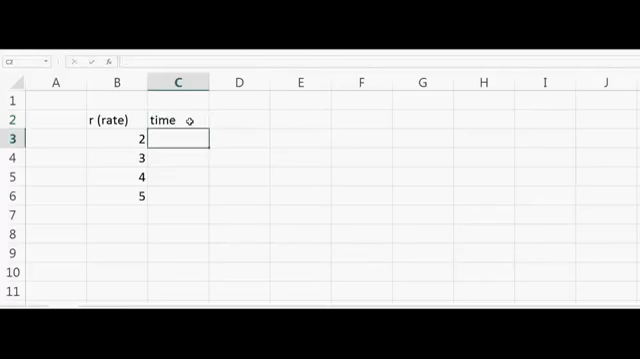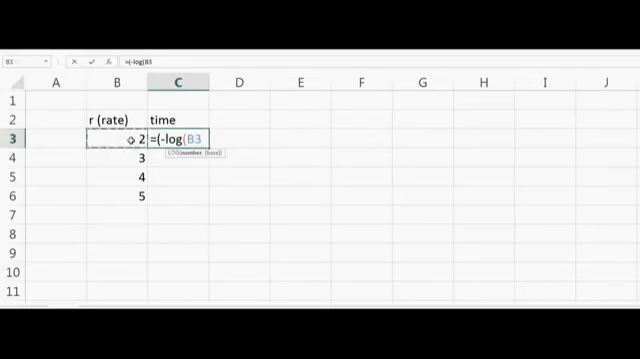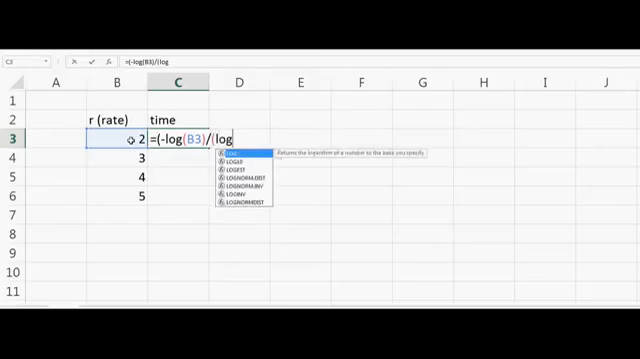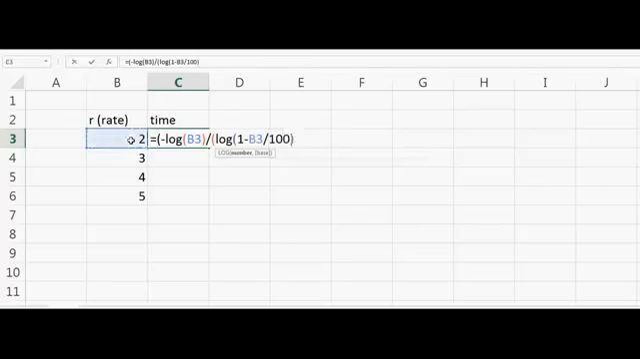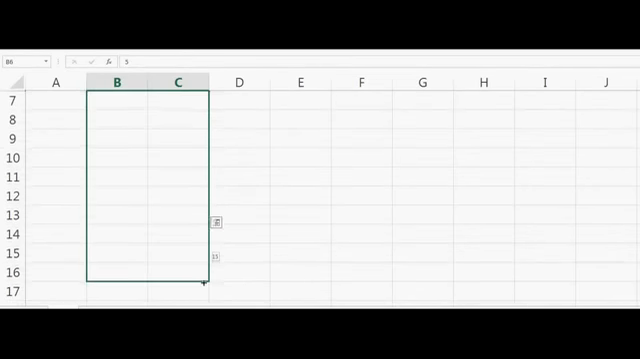So the time for your money to become half will be equal to minus log of 2 divided by log of 1 minus R. So I'm dividing the rate by 100 because it's in percentage, and that's your time. So we can do the same thing, you can keep copying this formula until 15.